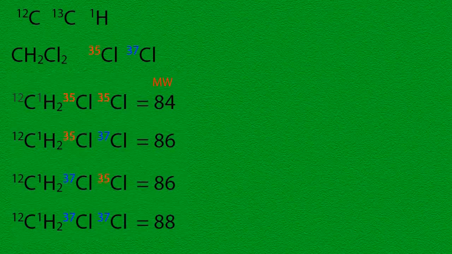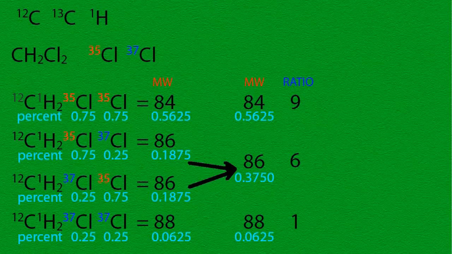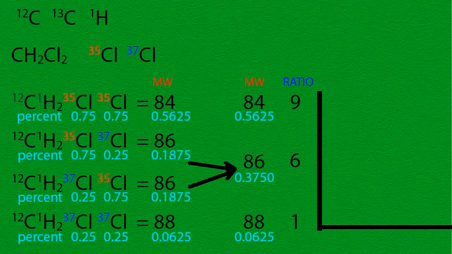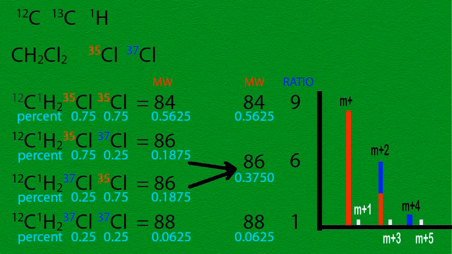Another example, a molecule containing 2 chlorine atoms, CH2Cl2. The probability of the chlorine isotopes in the molecule is listed, and the percentage for the molecule is calculated as 9:6:1. When we analyze the sample in a mass spectrometer, the M+, M+2, M+4 peaks must indicate the ratio 9:6:1, and the M+1, M+3, M+5 peaks indicate the isotope of carbon 13.